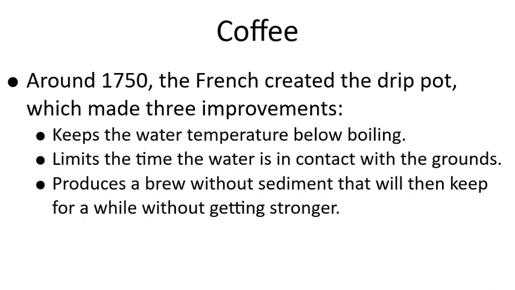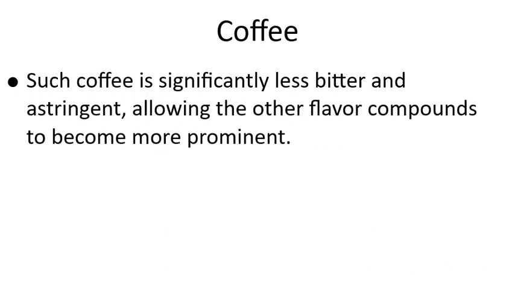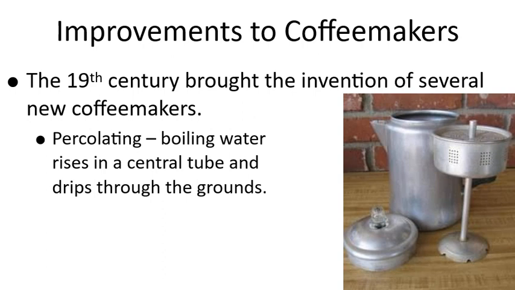changes much more slowly. Coffee brewed in a drip pot is substantially less bitter and astringent, which then allows the other flavorful compounds to become more prominent. That is, most people find coffee from a drip pot to be more pleasant than coffee brewed in the Arabian style. As the Industrial Revolution continued into the 19th century, a wide variety of new coffee makers were invented using a variety of different advancements in technology.